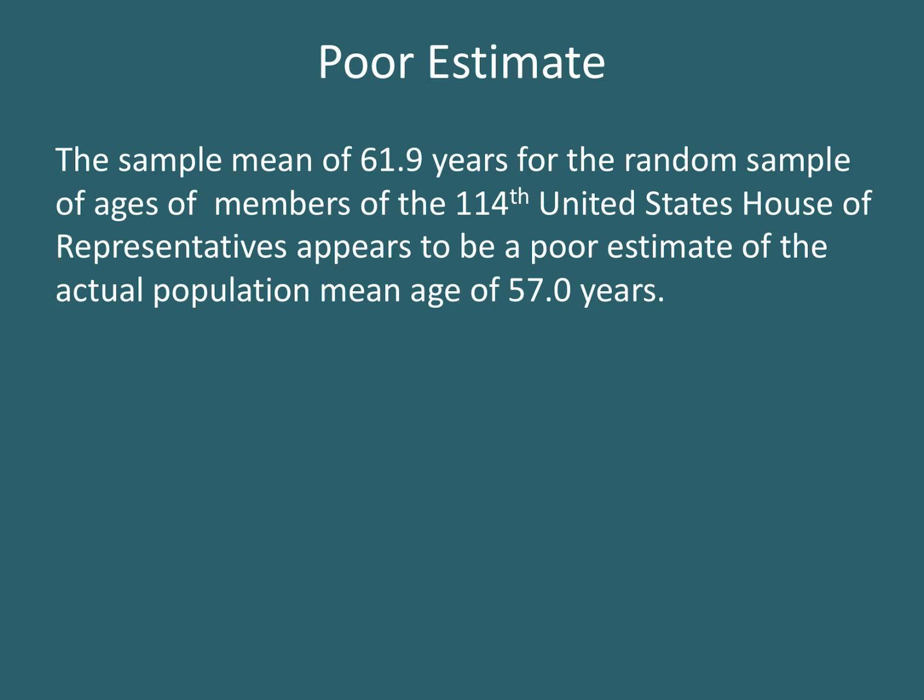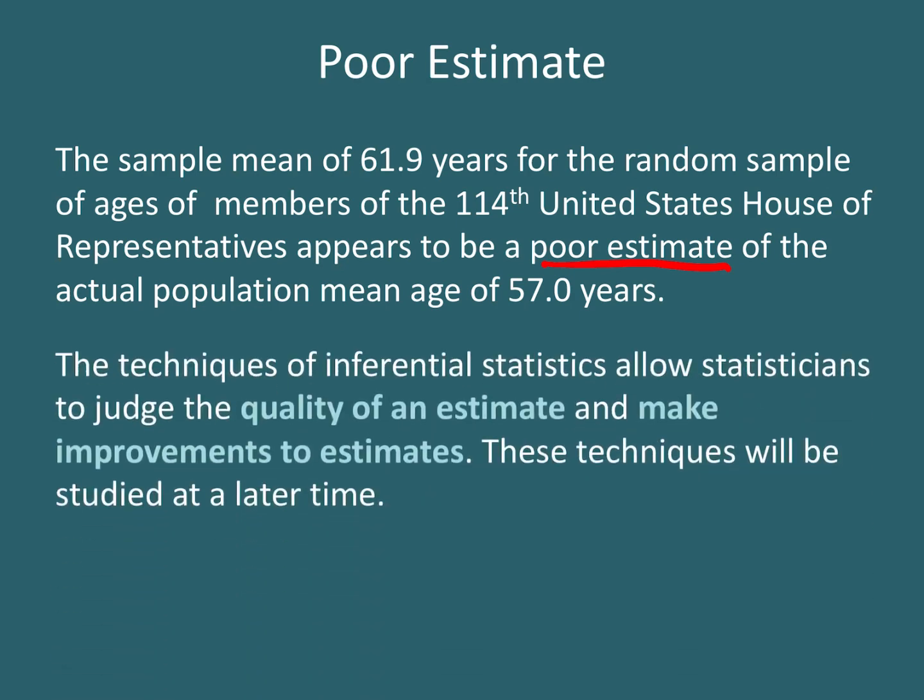The sample mean of 61.9 years for the random sample of ages of members from the House of Representatives appears to be a poor estimate of the actual population mean of 57 years old. The techniques of inferential statistics will allow statisticians to judge the quality of an estimate and make improvements to those estimates, but these techniques we'll study at a later time.